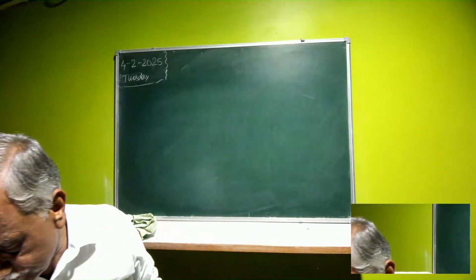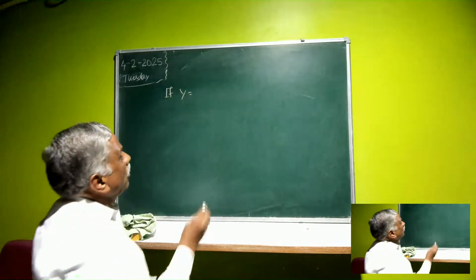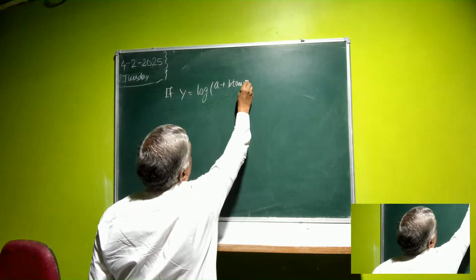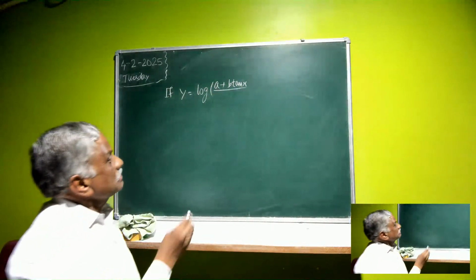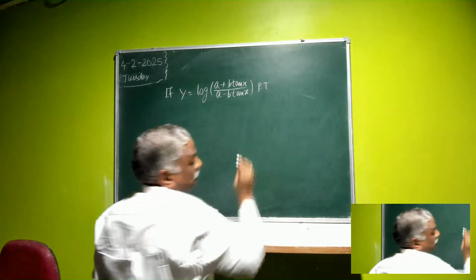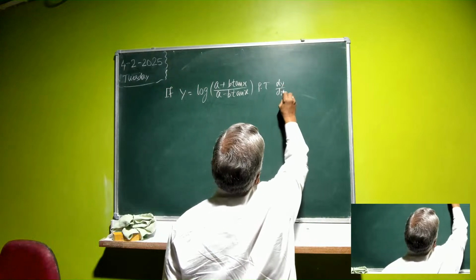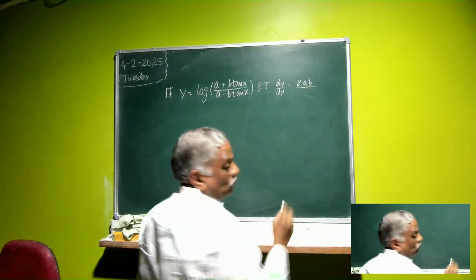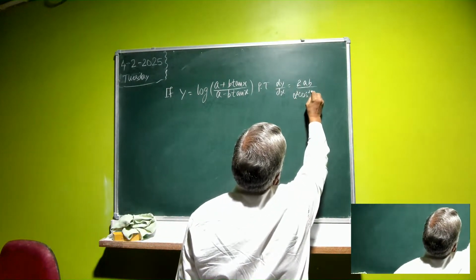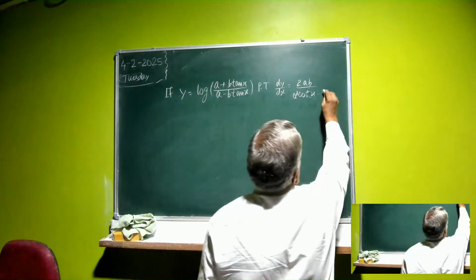Take the first problem. If y is equal to log of a plus b tan x divided by a minus b tan x, prove that dy by dx equals 2ab over a square cos square x minus b square sin square x.